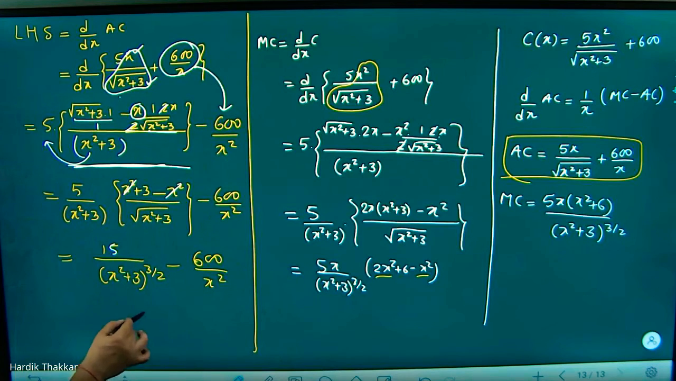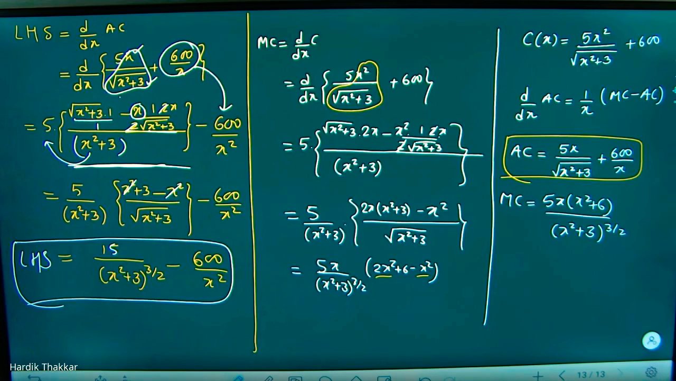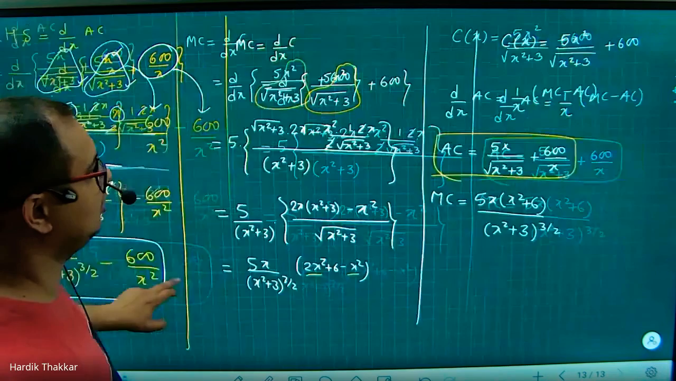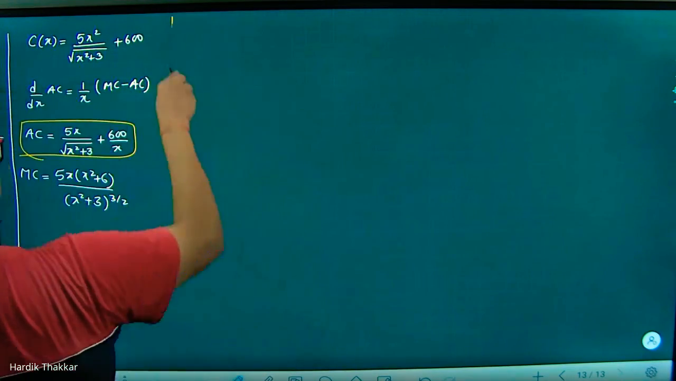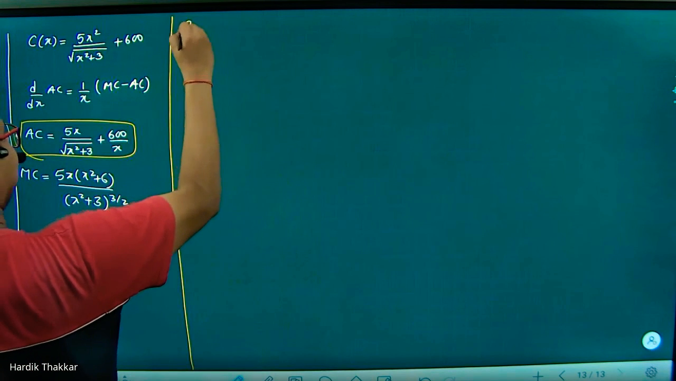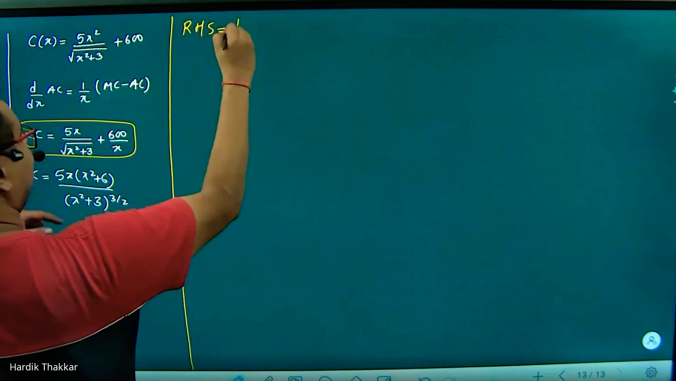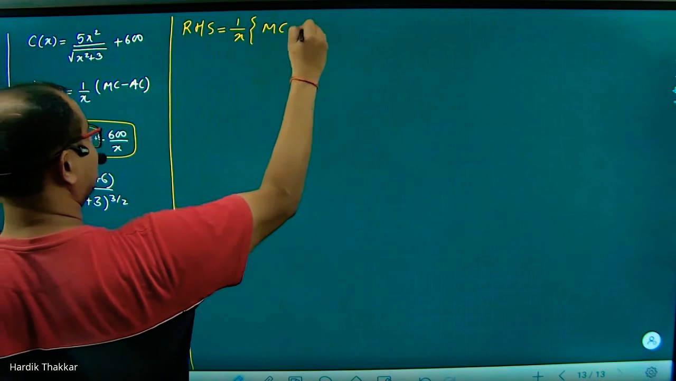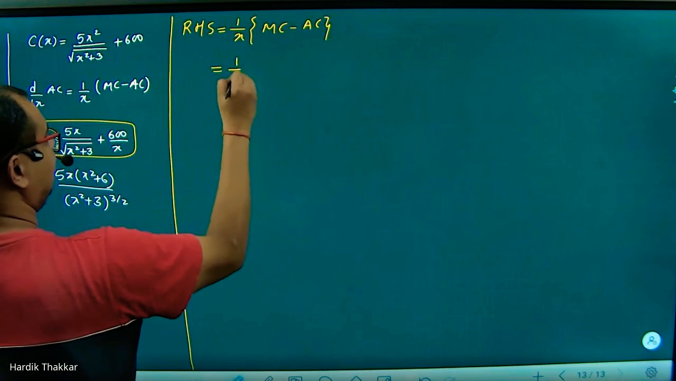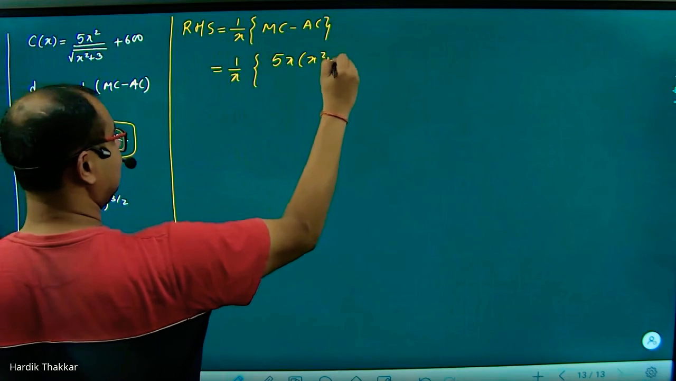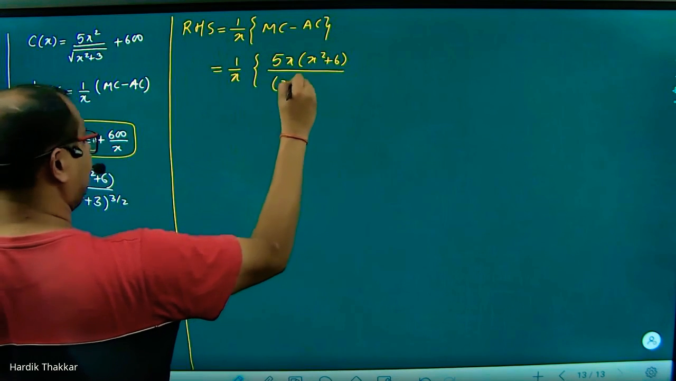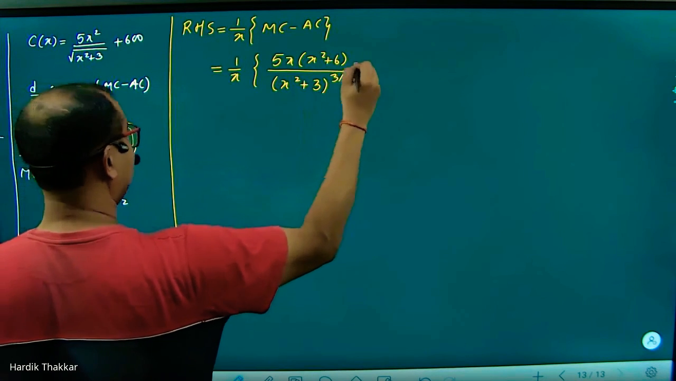Okay. So this is our LHS, left hand side. We can leave LHS here, and now we will calculate the RHS, right hand side. RHS is 1 upon x into MC minus AC. Here 1 upon x, what is MC? We had calculated MC, it was 5x into x square plus 6 divided by x square plus 3 whole raised to power 3 by 2, minus AC.